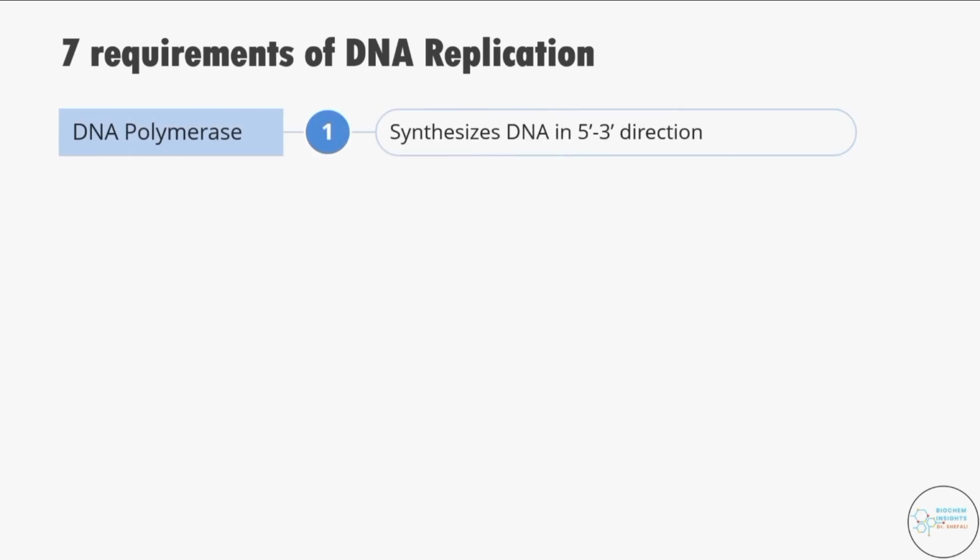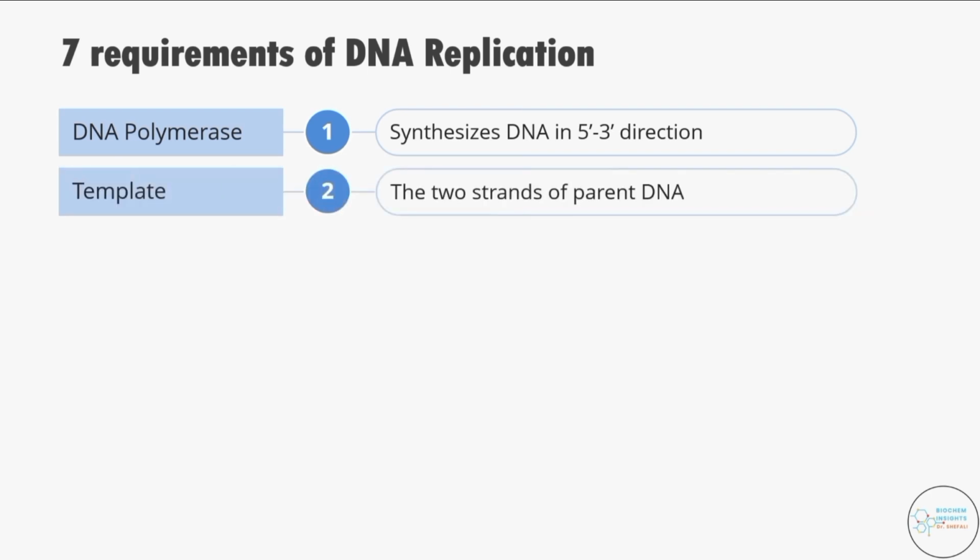DNA polymerase is one of the most important molecules in DNA replication, as DNA polymerases are enzymes that synthesize DNA by adding nucleotides one by one to the 3' end of the growing chain, making sure that these nucleotides are complementary to the template strand. So the second requirement for DNA replication is a template, which is nothing but 2 strands of parent DNA.